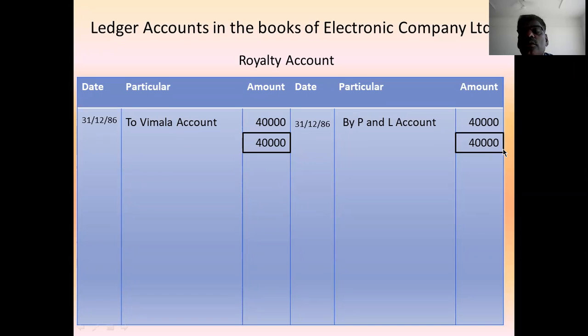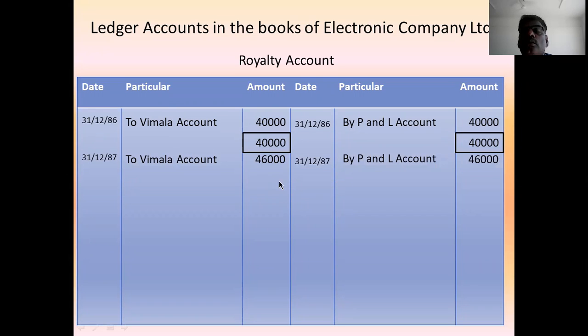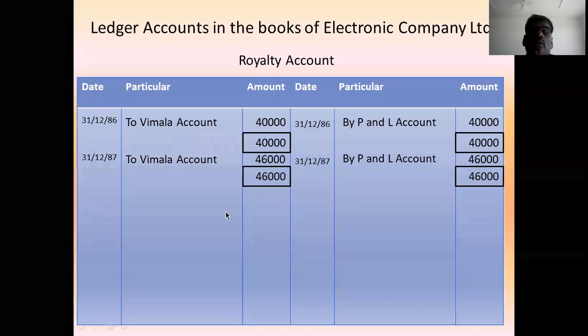First year complete. Second year, date Vimala account 46,000, P&L account 46,000, total 46,000.